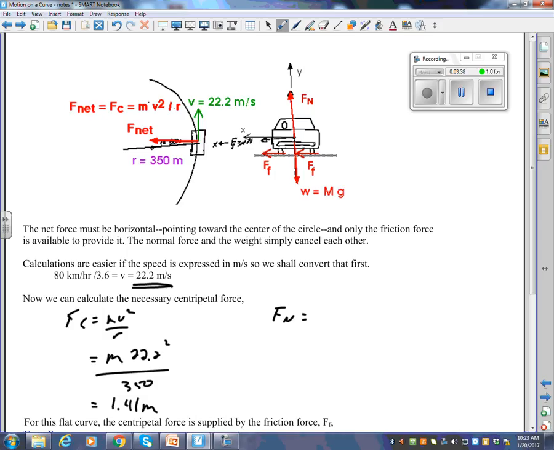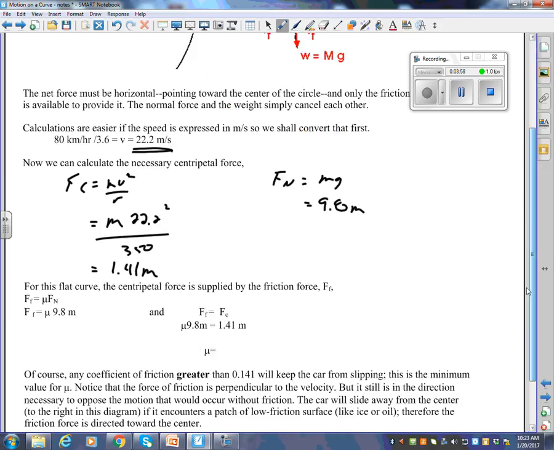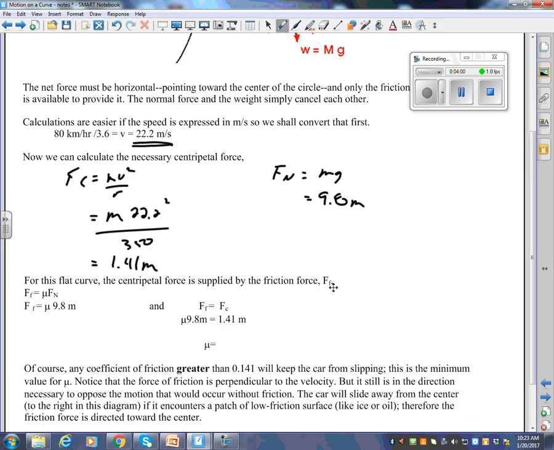And our normal force is mass times gravity. And again, we don't know the mass, so the normal force is simply going to be 9.8 m, or masses, as long as you understand that's not meters. It's 9.8 times the mass. For this flat curve, the centripetal force is supplied by the friction force Ff. Ff is equal to mu Fn.